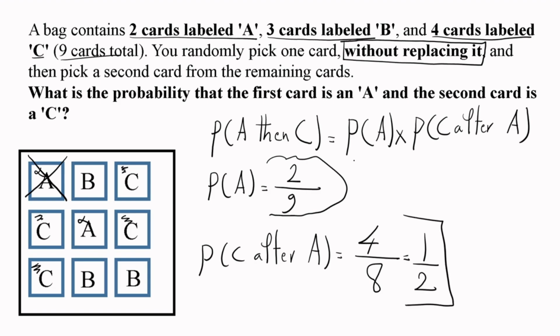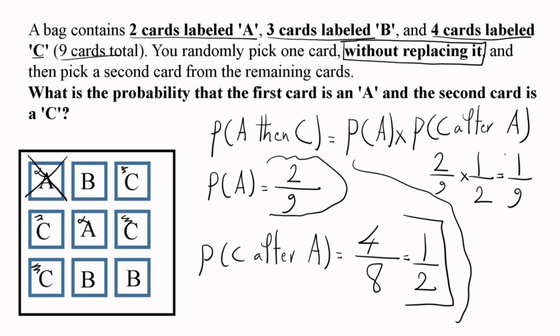Now I'm gonna find the probability for this question. It's gonna be 2 over 9 times 1 over 2. It's gonna be 1 over 9. Really easy.